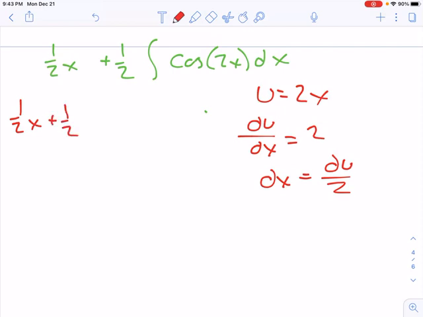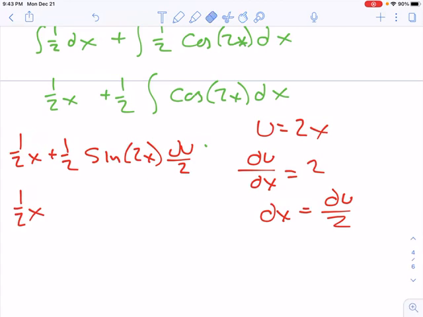And so we have our 1/2 x plus 1/2. Now the antiderivative of cosine is sine of 2x, doing chain rule here, and then taking out the dx and putting in the du over 2. And so we end up with 1/2 x. One thing I probably should back up here. Let me just back up a step here. I don't want to lose anybody. I think I actually kind of did it in my head and skipped this, writing out the step here.